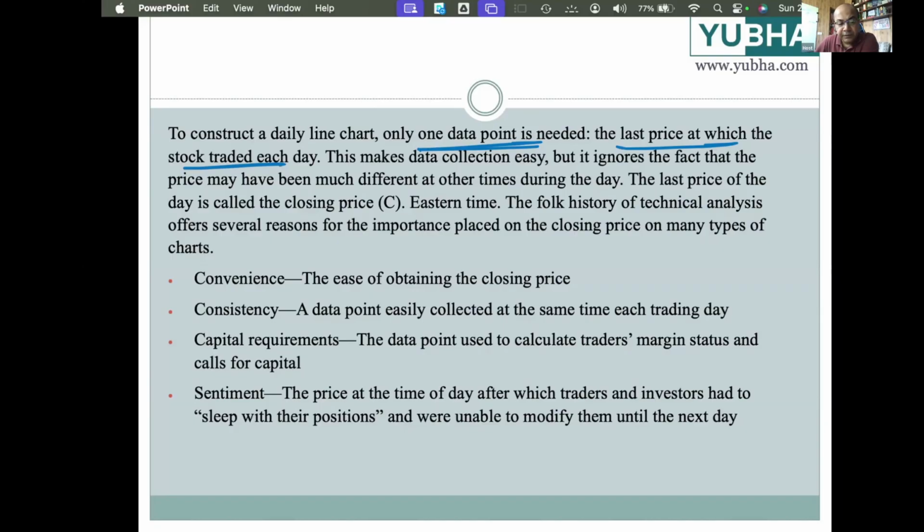Now, obviously, it has some benefits. One, there's convenience, because you're only looking at the close price. You're not looking at how much prices moved during the day. There's consistency, because it is collected at the close of the market every day. So you know that this is the price at which the market closed on a daily basis.